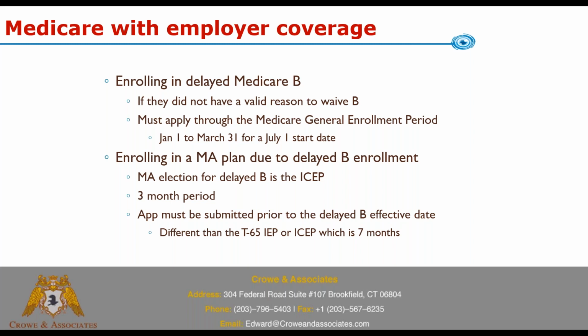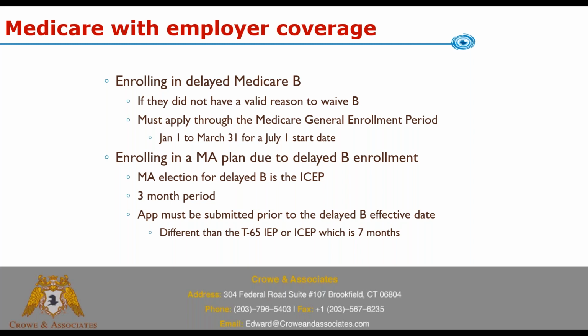So what if the person didn't have a valid reason to waive B? So they didn't have a valid waiver, and then lo and behold, they're 67 years old and they want Part B, and it's June, and they feel like getting Part B. Well, without a special election, without that employment verification form, they can't just enroll in B when they want. They're going to have to apply through the Medicare General Enrollment period for Part B, and that period runs every year from January 1st to March 31st for a July 1 start. So get that person in May who suddenly lost coverage.